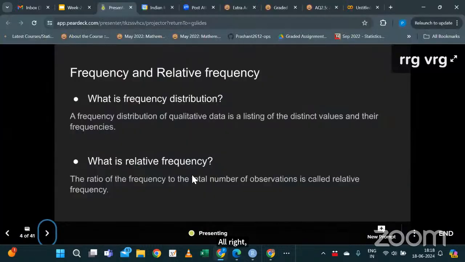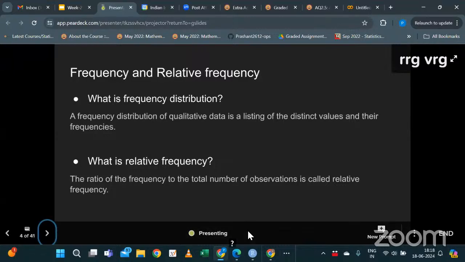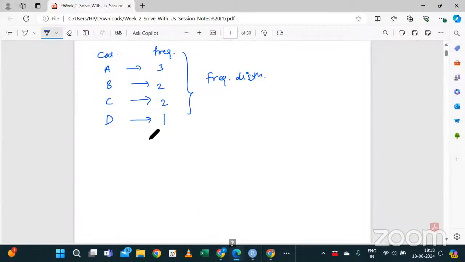Next one: what is the relative frequency? Relative frequency is the ratio of the frequency to the total number of observations. The total number of observations is the addition of all these frequencies. So what is the addition of all these frequencies? It's 3, 2, 2, 1, which is 8. Correct.